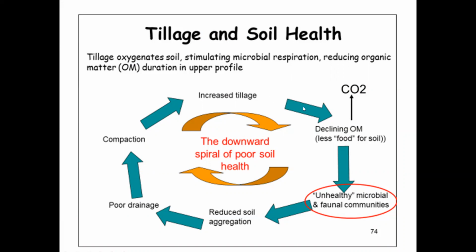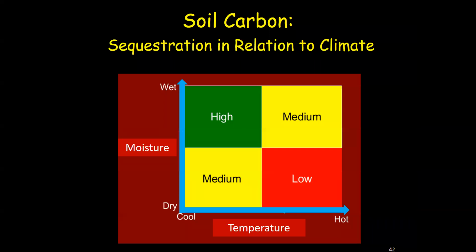So by increasing tillage, we are going to result in the escape of CO2, the smoke, so to speak, of the stove. And this will be accompanied by declining organic matter. In other words, the wood that is burning. So there will be less food for the soil organisms. This will result in unhealthy microbial and faunal communities, reduced aggregation of soil particles, which will result in poor drainage, compaction, and so on. The downward spiral of poor soil health will continue until we are left with some of the most negative things we can imagine. Soil carbon.